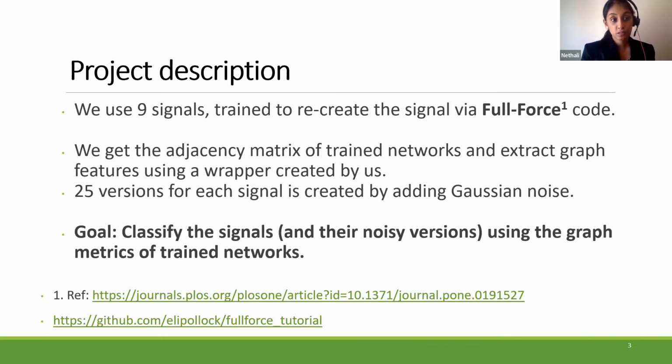What we basically do is we try to get the adjacency matrices of these trained networks and extract their graph features using a wrapper that was created by us. For each signal that we're trying to recreate through this FORCE code, we have also created 25 versions for each signal. How they're created is by adding Gaussian noise to our original signal. Now, the goal of this project is to classify the signals and their noisy versions using the graph metrics of our trained networks.